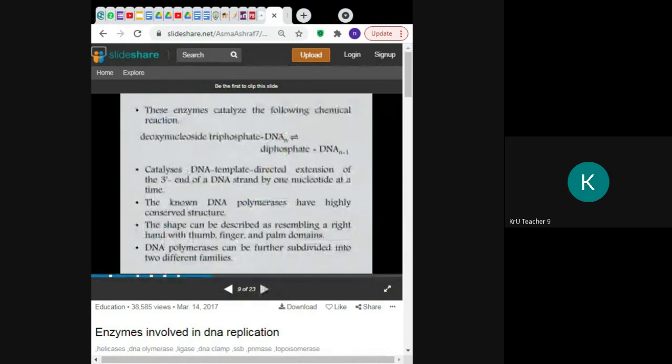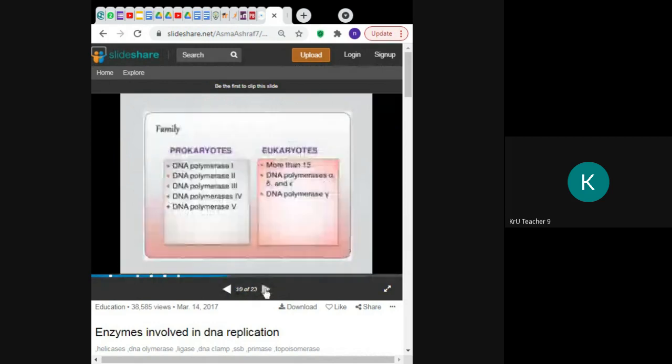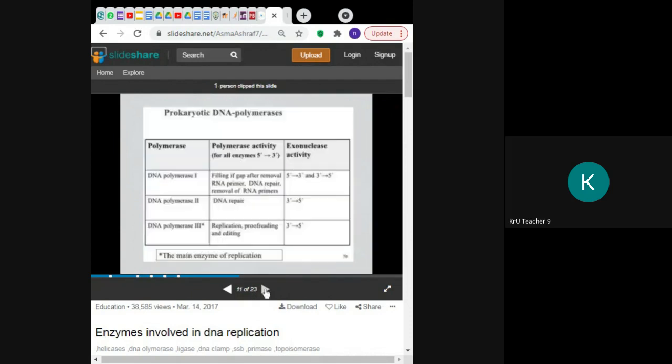This is the common reaction that occurs in polymerization, and DNA polymerases are of different major types. In prokaryotes, we have three types of DNA polymerases: polymerase 1, polymerase 2, and polymerase 3. In eukaryotes, we have five types of polymerases. Polymerase 1 from the prokaryotes helps in the removal of RNA primers and DNA repair. It also has exonuclease activity from 5' to 3'. Polymerase 2 functions only in DNA repair, and it has 3' to 5' exonuclease activity.